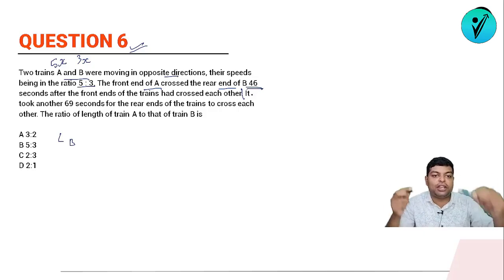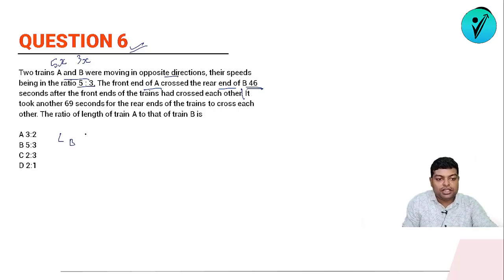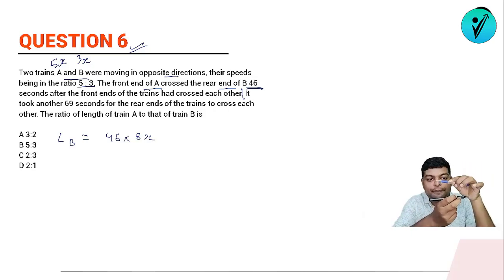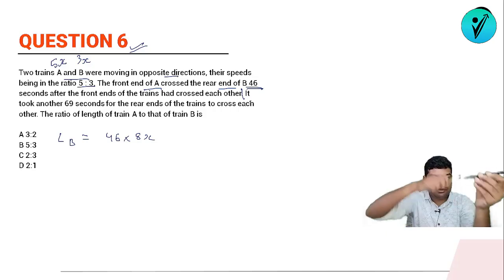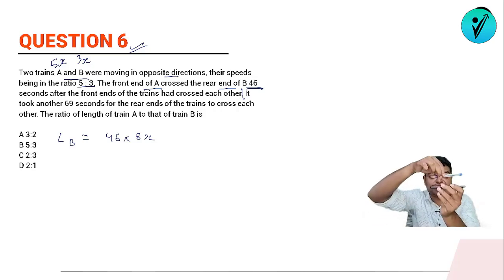And since the trains are moving in opposite directions, what will be their relative speed? Their relative speed will simply be the sum of their speeds. So in order to cover the distance equivalent to the length of train B, the time taken is 46 seconds and their speed is 8x. So from this line we can make this out. Next, it took another 69 seconds for the rear ends of the trains to cross each other. Currently the trains are at this position, and if the trains are crossing each other like this, first of all the front ends of the trains have crossed each other in this way.